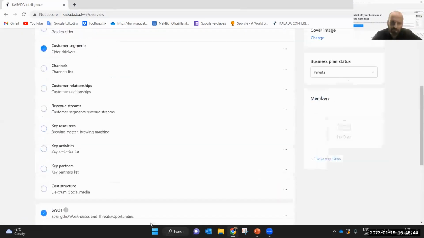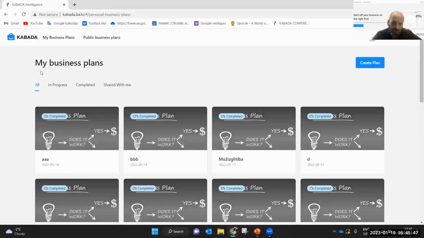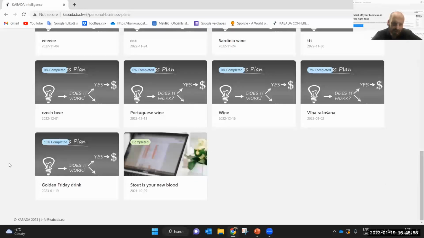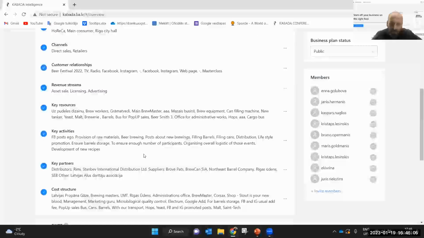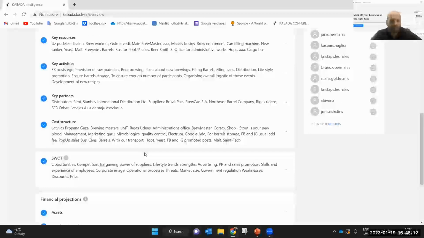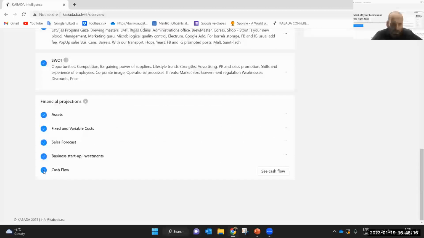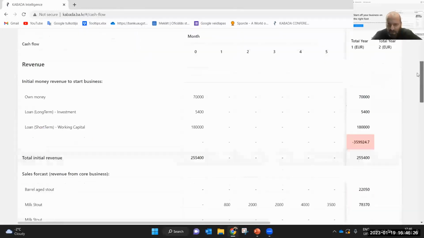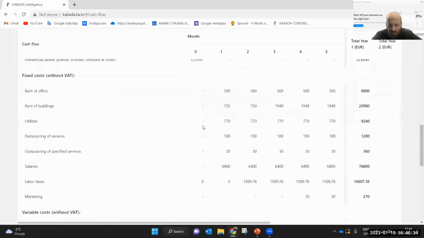Let me show you how it works, especially for these financial projections, if you have already made the business plan. And you see that there is one which is completed called Stout is Your New Blood. Let me open it. This one is the one which is fully finished. If you've gone through all the points in the system, you can see your cash flow here. In this way, you can see by months for the first year. Again, I will not go into the details because it's too complicated. All the numbers are already introduced in the system, etc.